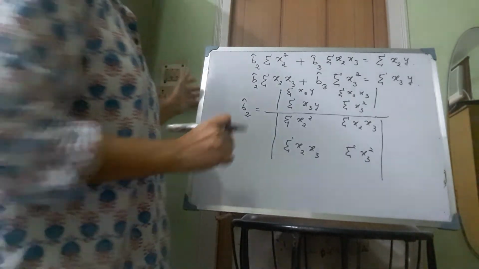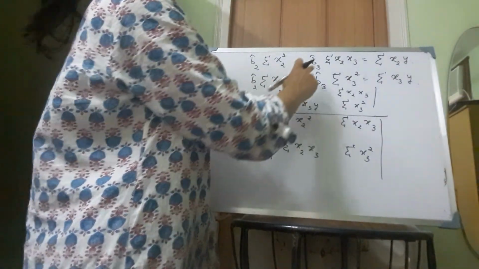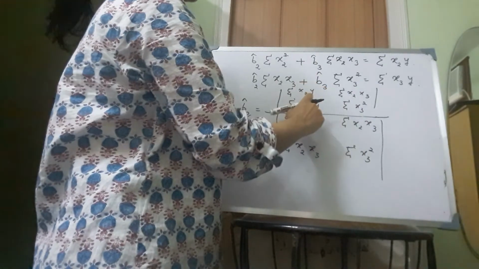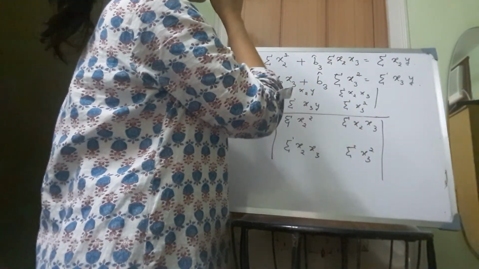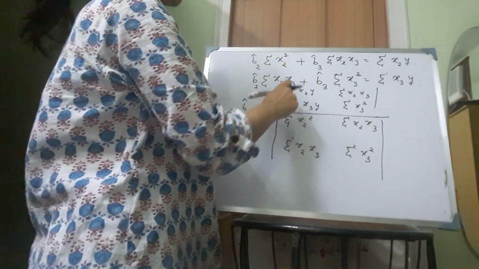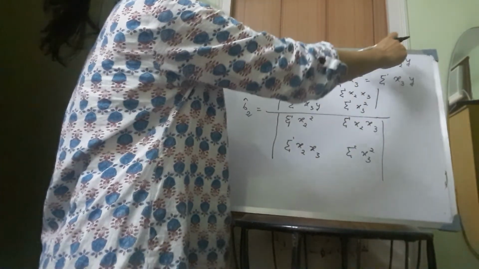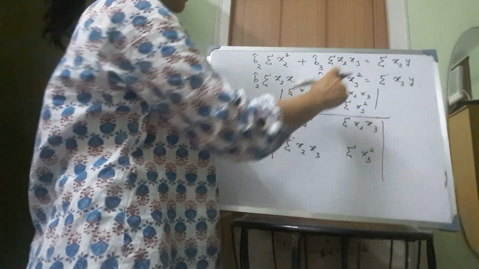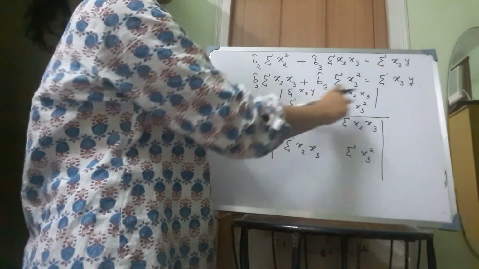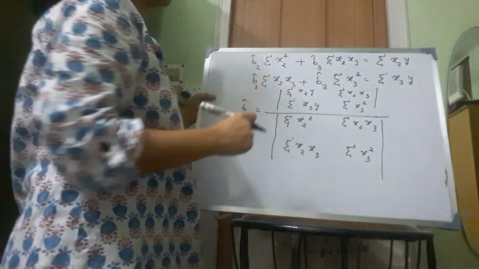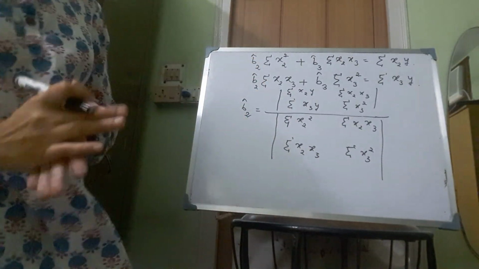So the value of beta 3 hat will be equal to the determinant of summation x2 square, summation x2 x3, then in place of these two terms we will get summation of x2y, summation of x3y in the numerator, and in the denominator we will consider the original determinant on the left hand side. So then we can get the value of beta 3.